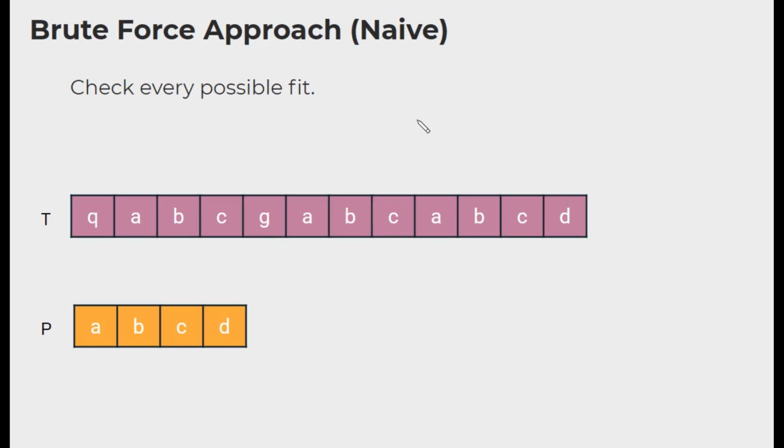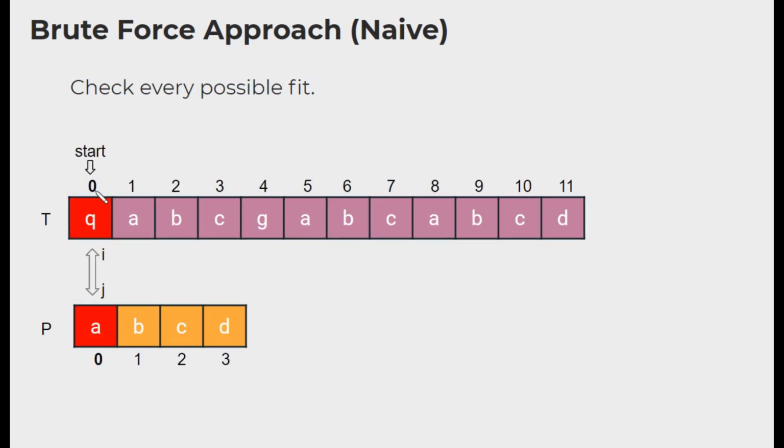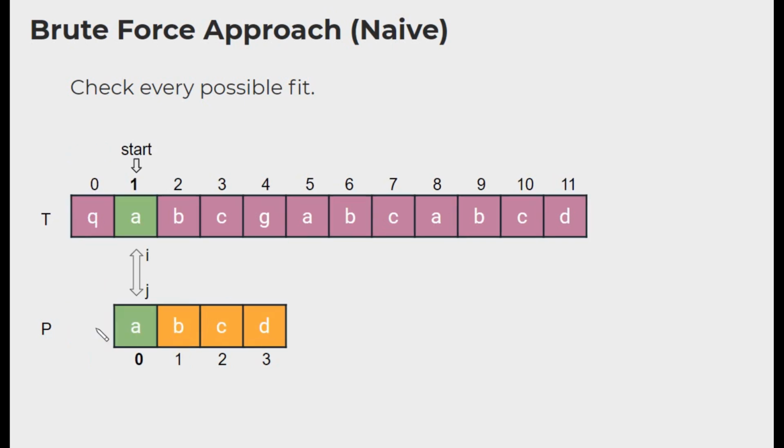With brute force, starting from the beginning, we consider every possible fit. We start with the 0th index. We have two different pointers for keeping track of the text and the pattern. If there is a mismatch in the beginning of the pattern itself, then we immediately move on to the next character present in the text. If the characters match, we increment both the pointers to check the next characters, and we continue doing this as long as the characters match.